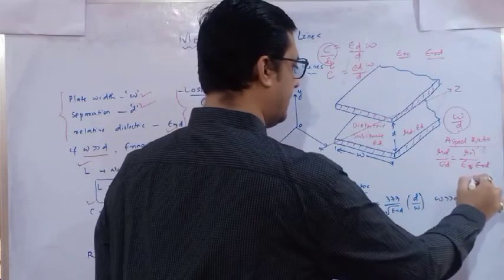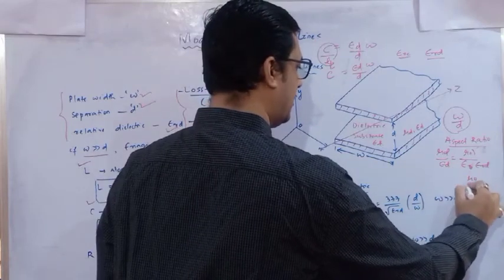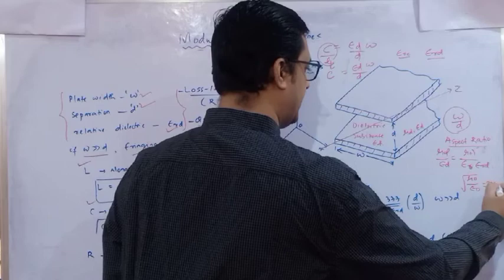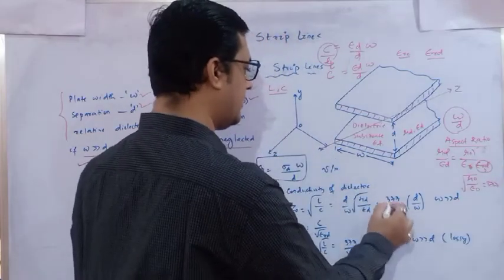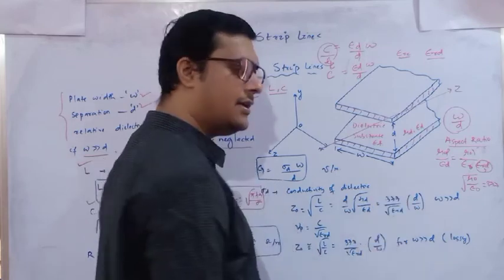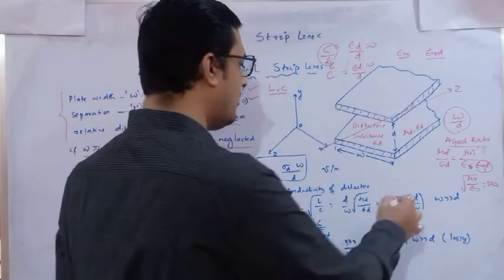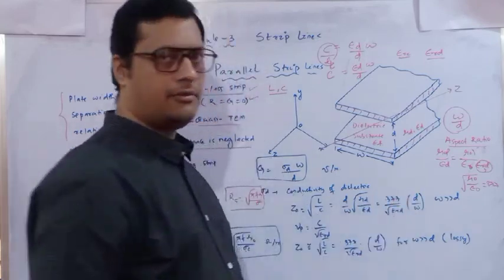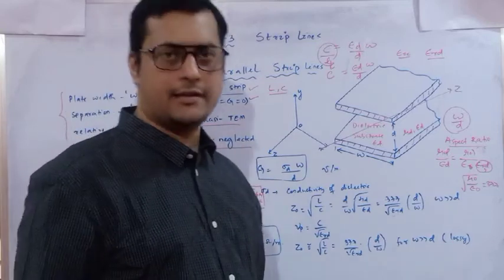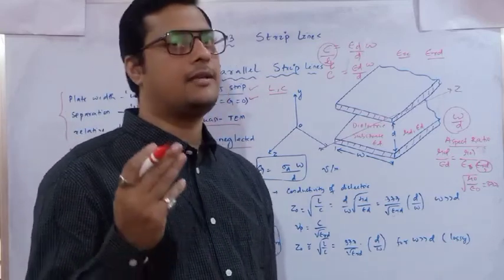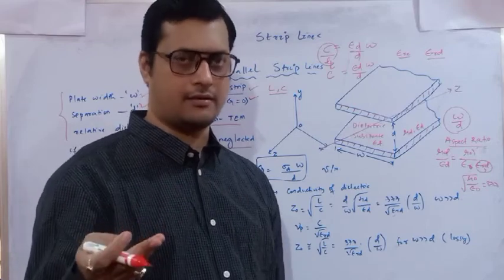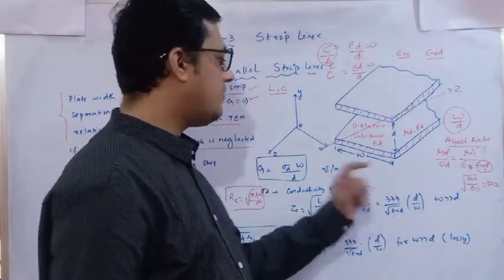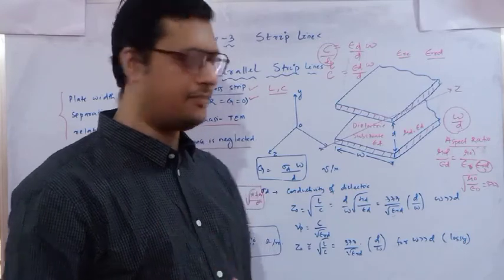So if you take root over of mu naught by epsilon naught, you will get 377. We are left with epsilon rd, that I have substituted here. So Z0 is 377 divided by root over of epsilon rd, whole into d by W, and W is very much greater than d. Why? Because it should satisfy the quality factor also, for high quality factor. So Z0 is equal to this much characteristic impedance.